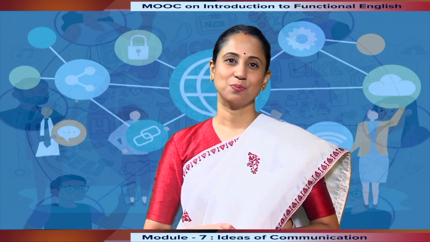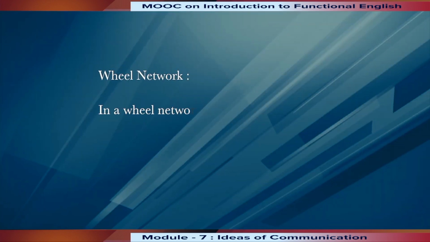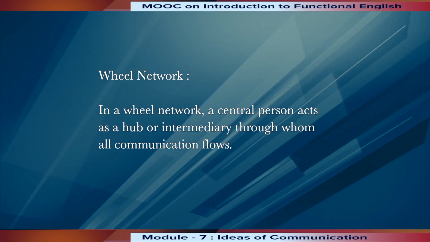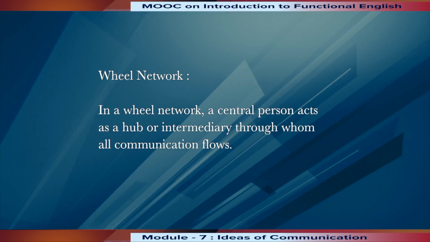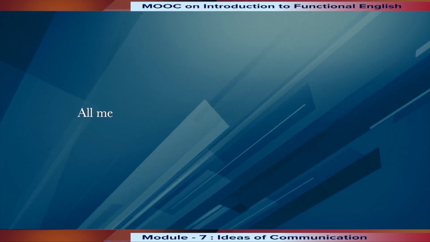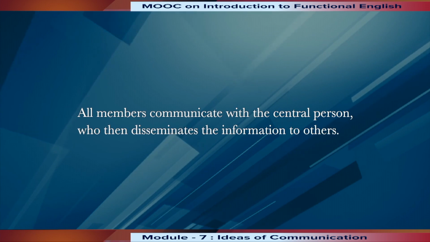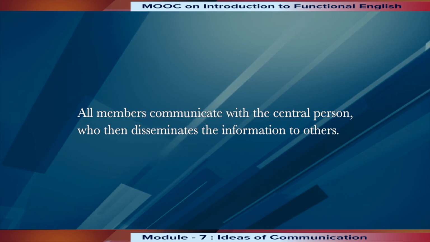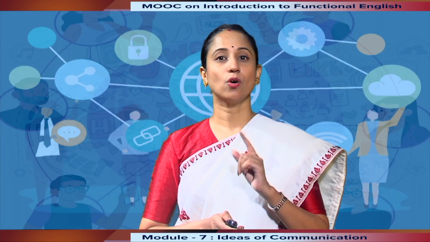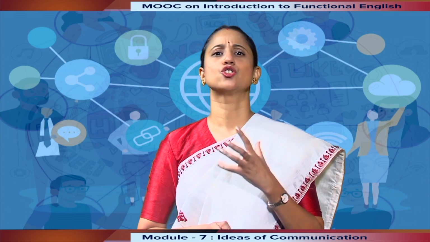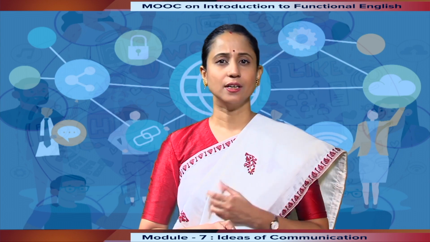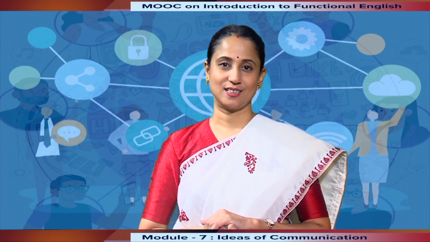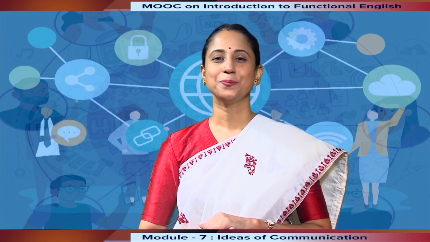Then let us discuss the wheel network. In a wheel network, a central person acts as a hub or intermediary through whom all the communication flows. All members communicate with the central person, who then disseminates the information to others. This type of network is often seen in organizations with a strong leader or a central figure responsible for decision making. Let us understand this type of network with an example.